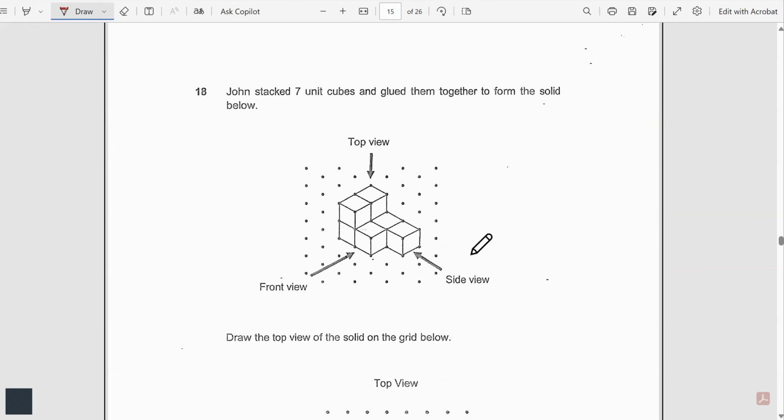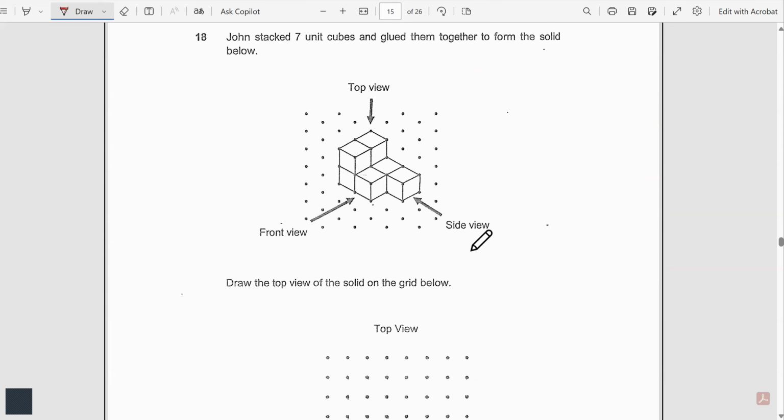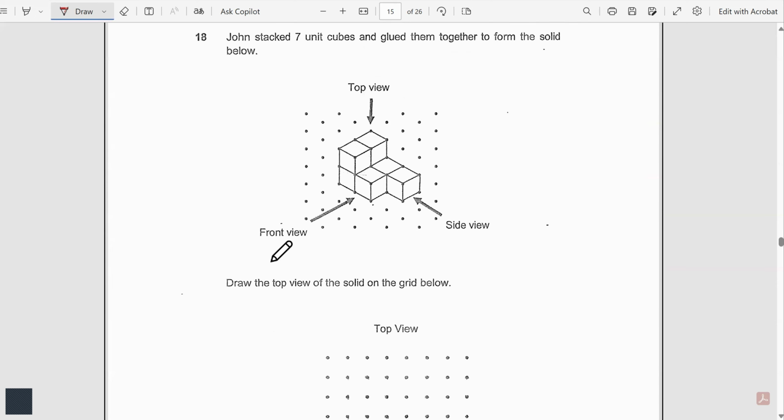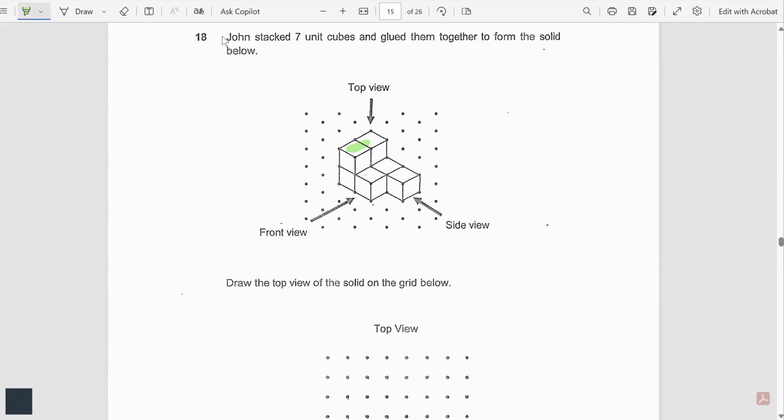Next question 18, we have a diagram here. This is made up of 7 unit cubes glued together to form the solid here. Draw the top view on the grid below. Here, the top view, maybe I just highlight so it's easier to see where's the top view. You would be able to see this, and this. Okay, so that's the top view.